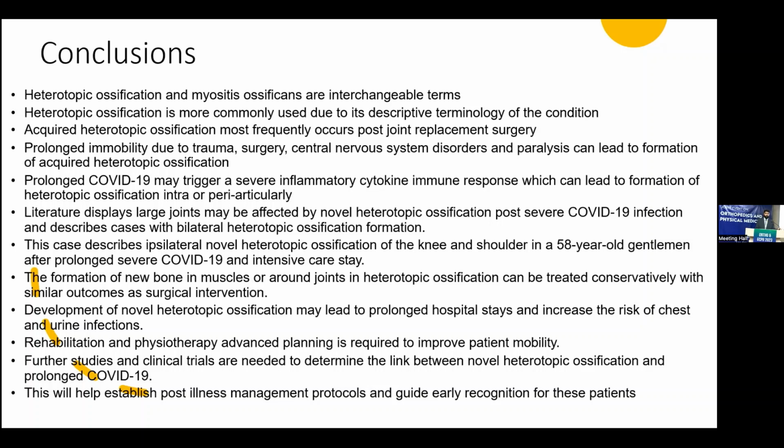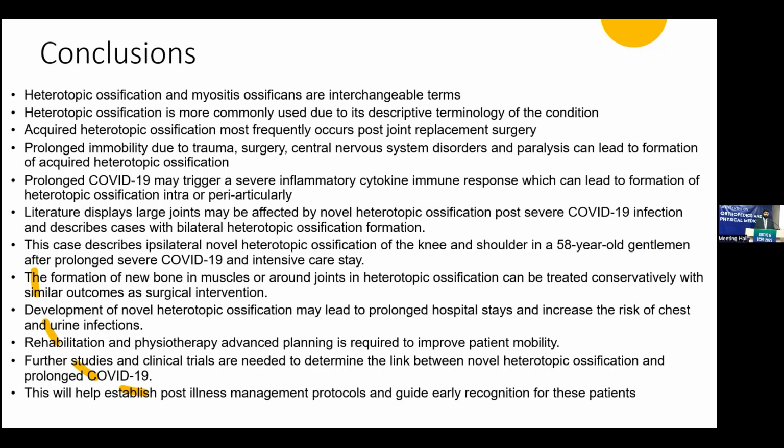In conclusion, HO and MO are interchangeable terms. Heterotopic ossification is more commonly used due to the descriptive terminology of the condition. Acquired HO most frequently occurs post-joint replacement surgery. Prolonged immobility due to trauma, surgery, CNS disorders, and paralysis can lead to formation of acquired HO.